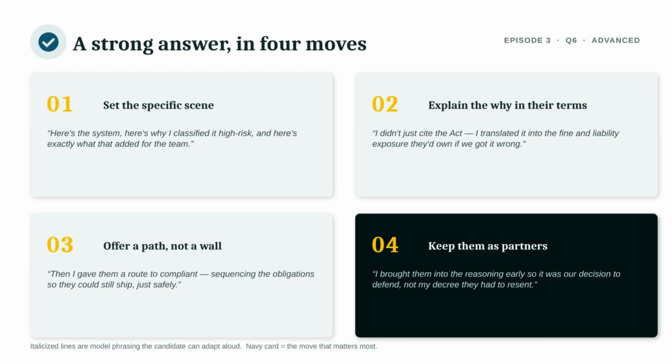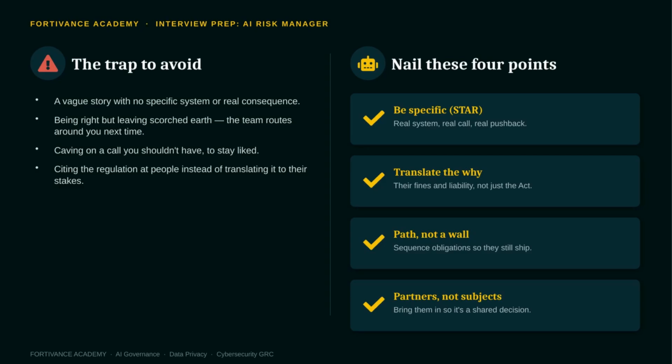Second, I never just said no. I gave them a path to compliant, sequencing the high-risk obligations so they could still ship on a realistic timeline rather than stopping dead. And I brought them into the reasoning early, so by the end it felt like a decision we were defending together, not a verdict I'd handed down. The classification held up, and, just as important, they still bring me in early on the next build instead of routing around me. To lock in question 6, avoid the traps on the left, they're what quietly sink candidates, and hit the 4 points on the right for a confident, defensible answer.